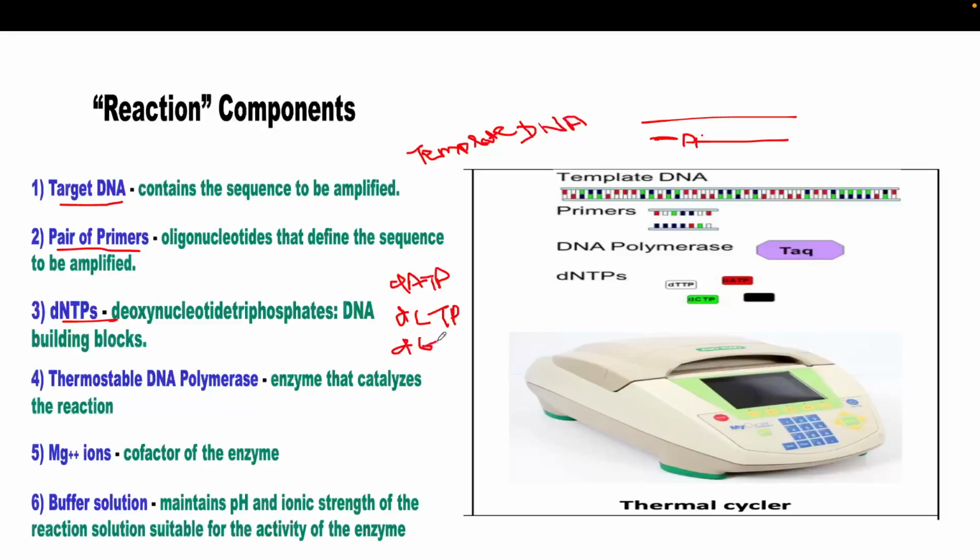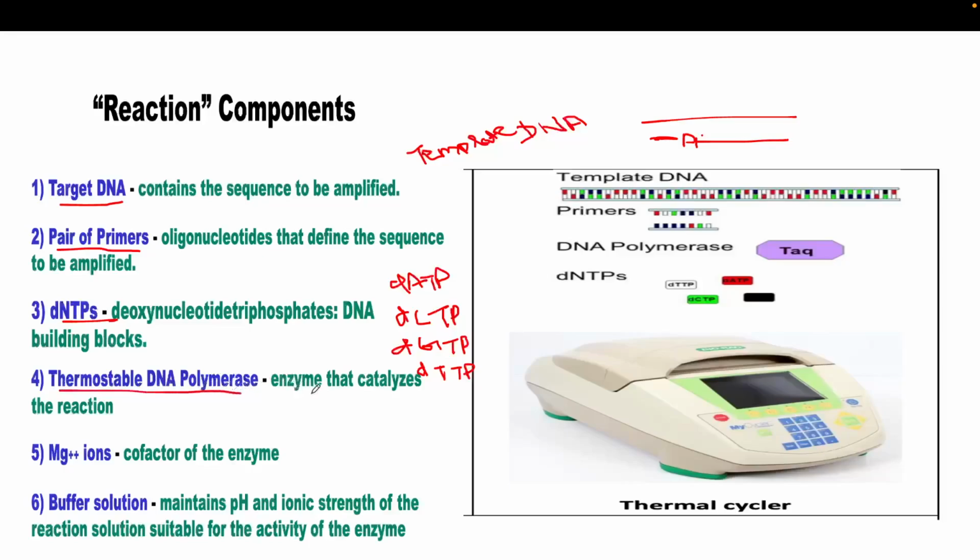Okay, this is the dGTP, then dTTP. So this kind of nucleotide you require. Then you require one thermostable DNA polymerase.